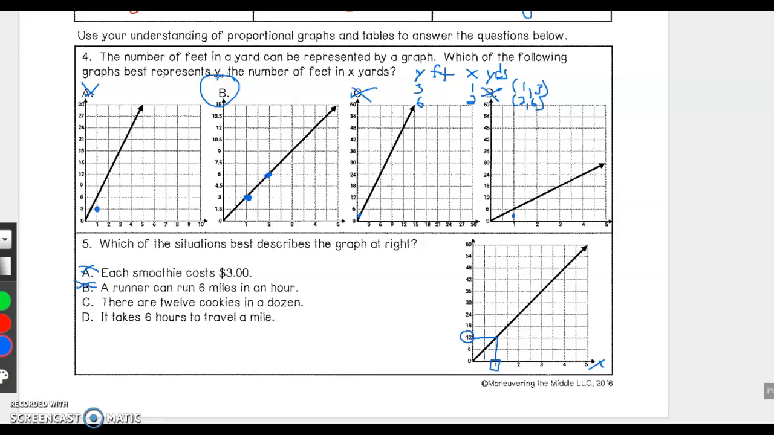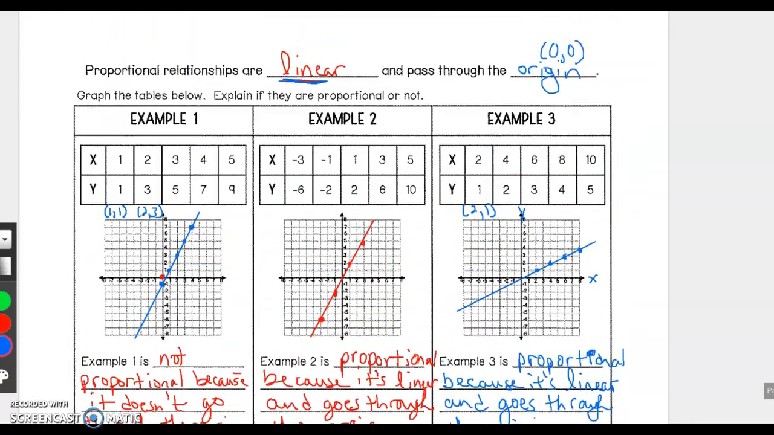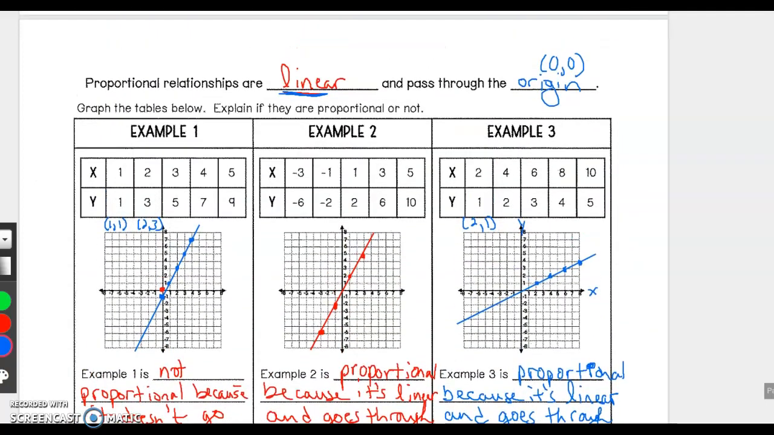There are 12 cookies in a dozen. Well, in one dozen, 12 cookies. That's a possibility. Or you could go 1 mile in 6 hours. That doesn't work. So by process of elimination, this graph best represents 12 cookies in 1 dozen. So 2 takeaways from this lesson. Proportional relationships are linear, which means a straight line, and they have to pass through the origin.